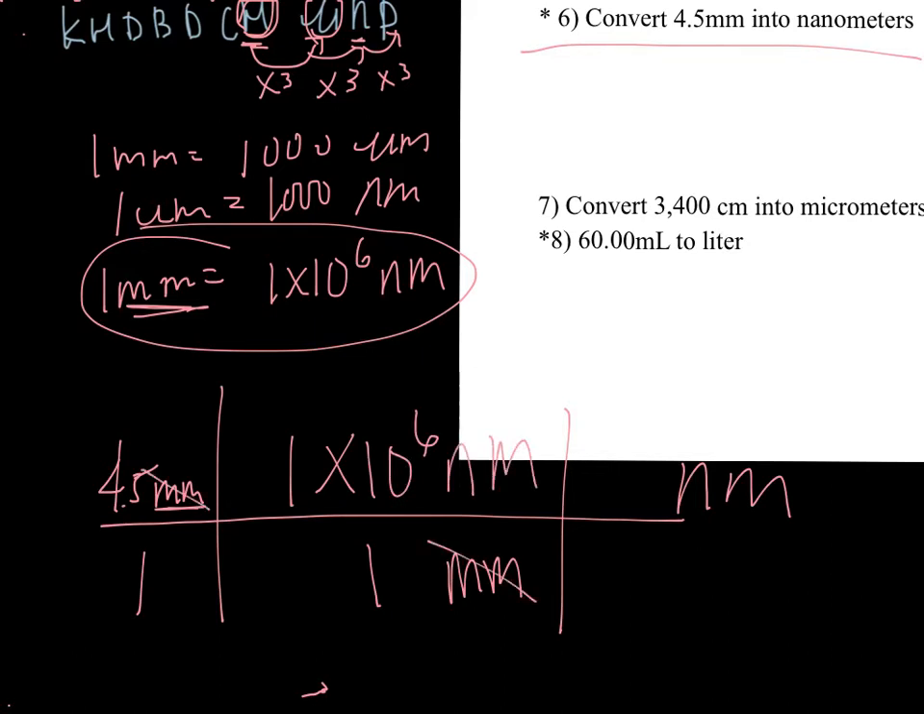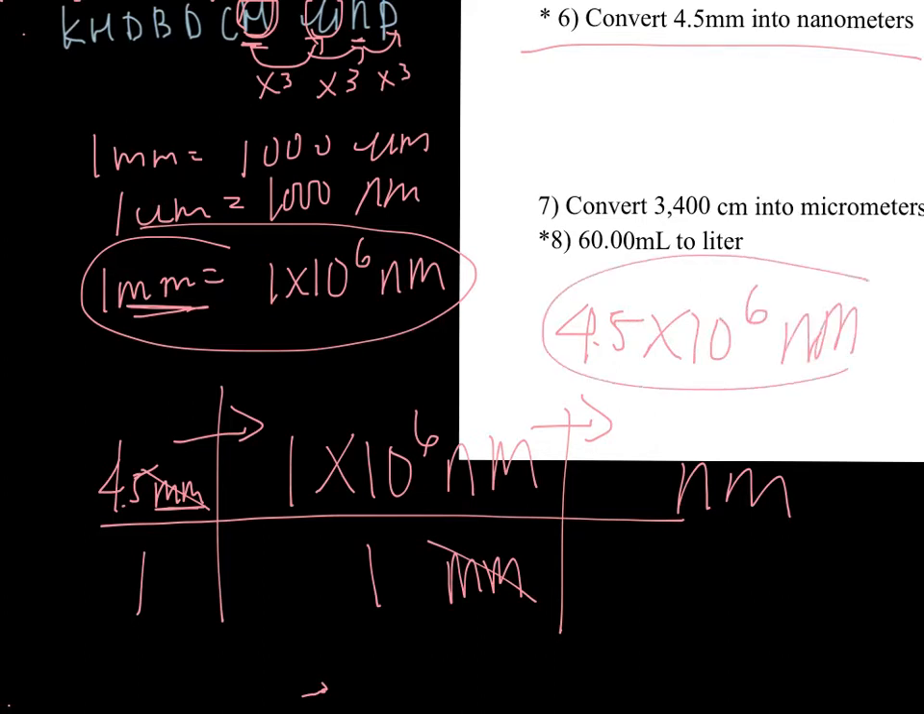Don't forget to cancel out your units. And your answer becomes, you just multiply straight across, 4.5 times 10 to the 6 nanometers. And that's your answer.